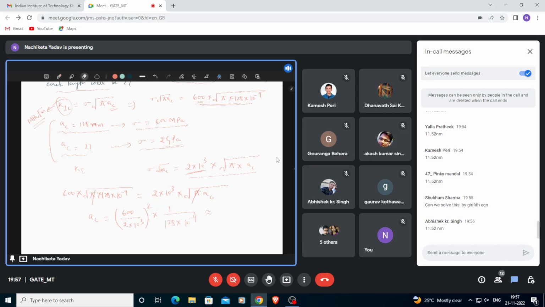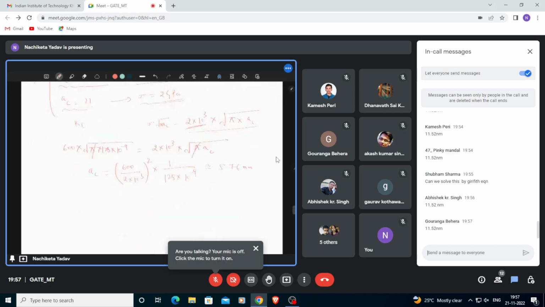AC value will be nearly 5.76 nanometer, and it is asking crack length, total crack length. Total crack length will be 2 AC, so we'll multiply by 2 also. Therefore, we will get nearly 11.52 nanometer.